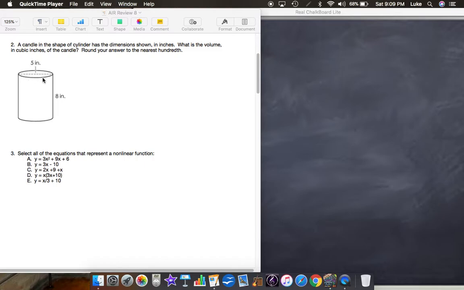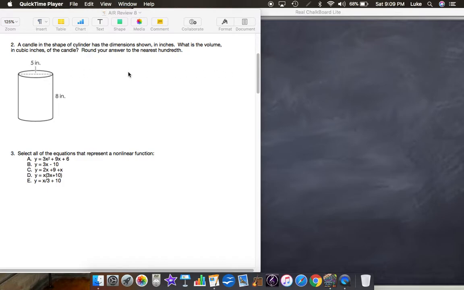But know that the top and the bottom are the same shape. They are a circle. And volume is simply area times whatever else is left in the shape, and that is the height. So we're looking at a candle in the shape of a cylinder with these dimensions.